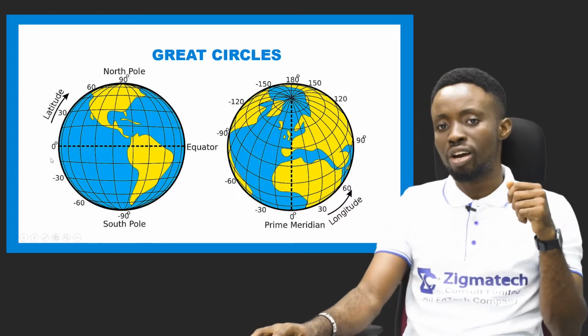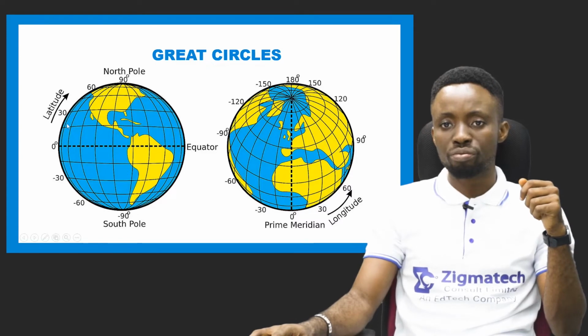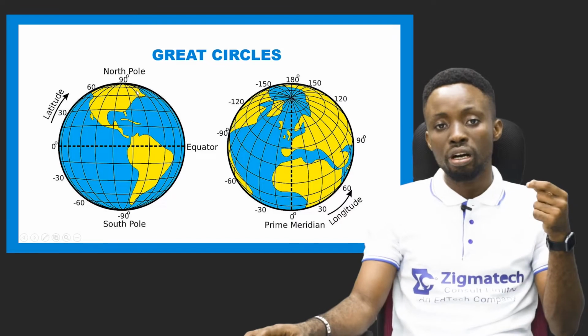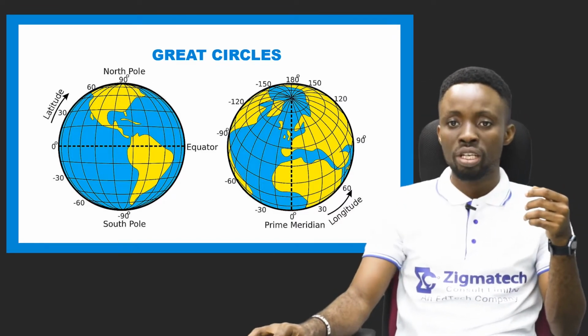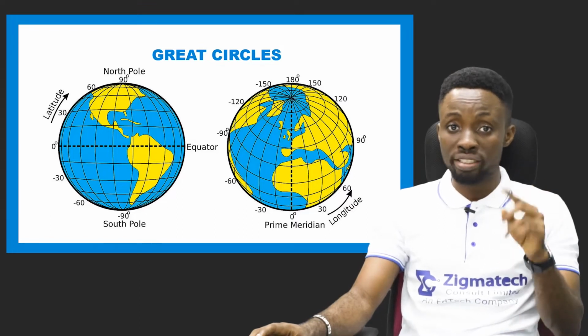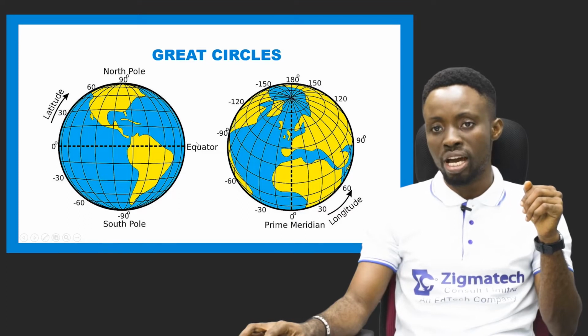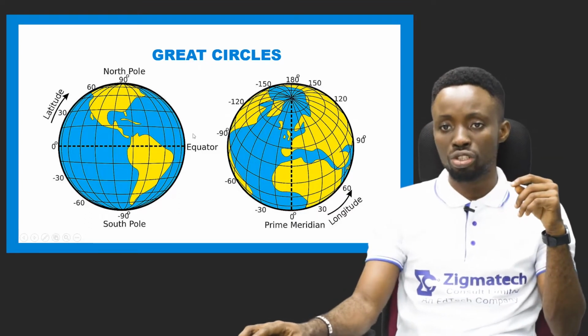Now, if you look on the screen, we have 0 degrees, and we also have 30, 60, 90. Now, 30, 60, 90 are called small circles because when you measure them, their midpoint or radius is not at the center of the earth. But for the equator we have here, it's at the midpoint of the earth, and it goes around to divide the earth into two equal halves. So the equator is just an example of a great circle we have here.